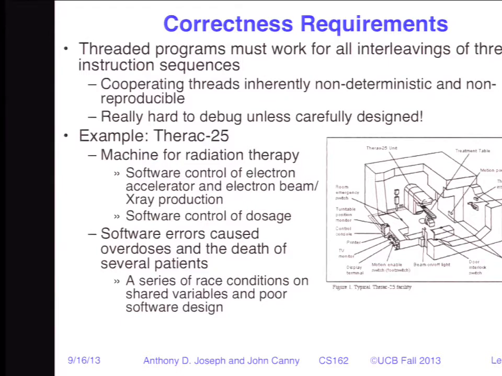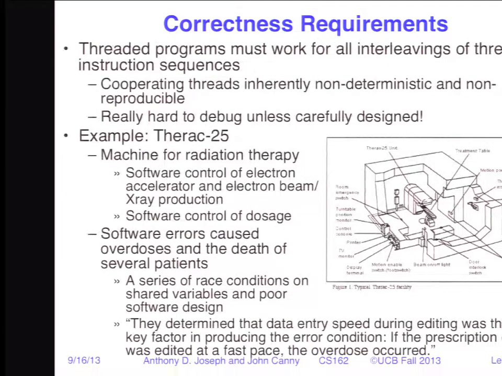poor user interface design. They determined that the data entry speed during editing was the key factor in producing the error condition. If the prescription data was edited at a fast pace, the overdose occurred. So this is the ultimate irony. Operators who were unfamiliar with the Therac 25 would go slowly in entering the numbers, and the machine would work as intended. Operators who were very familiar with the Therac 25 would key punch in the numbers very quickly. The race condition would cause the values to be set incorrectly, and the patient would be overdosed.